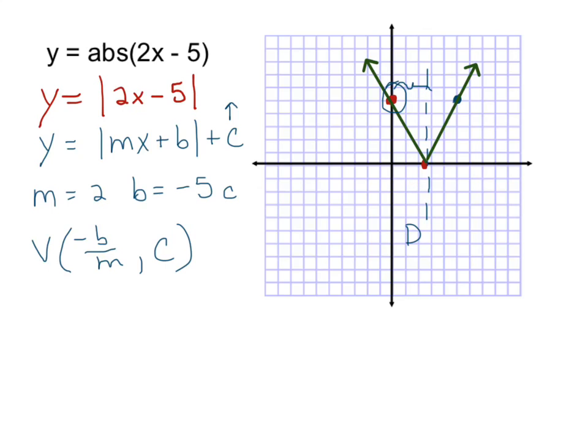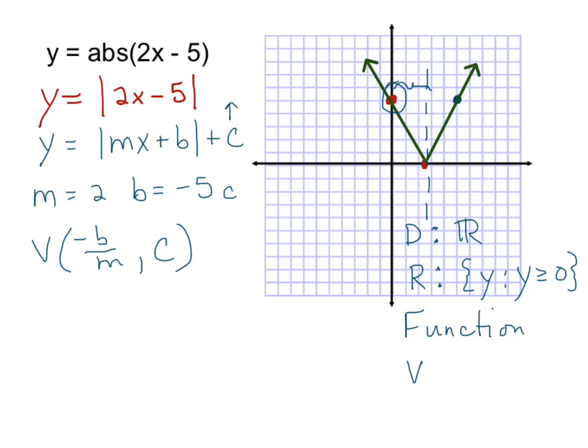Okay, let's first answer this one. Domain goes forever left and right, all real numbers. Range, the lowest point it goes to is y equals 0, and then it goes up. So it's all y values that are greater than or equal to 0. Okay. Is it a function? Yes, because it passes the vertical line test.